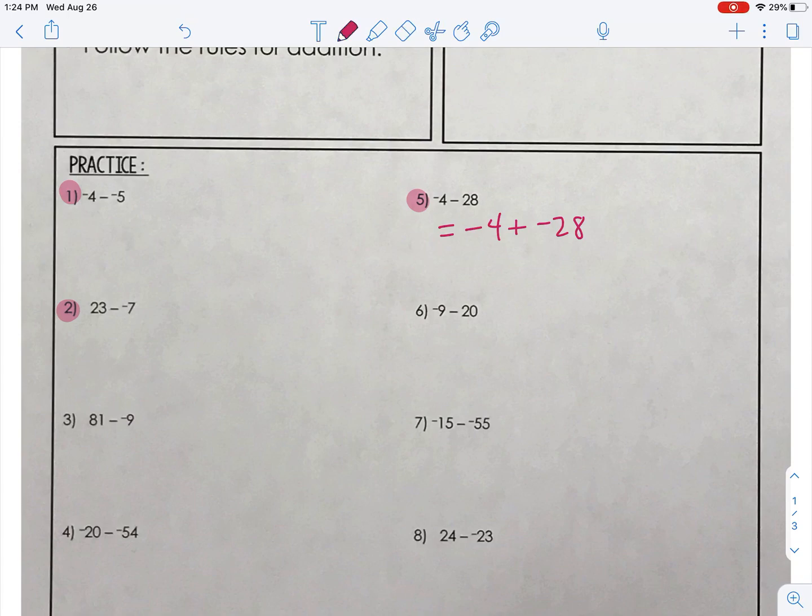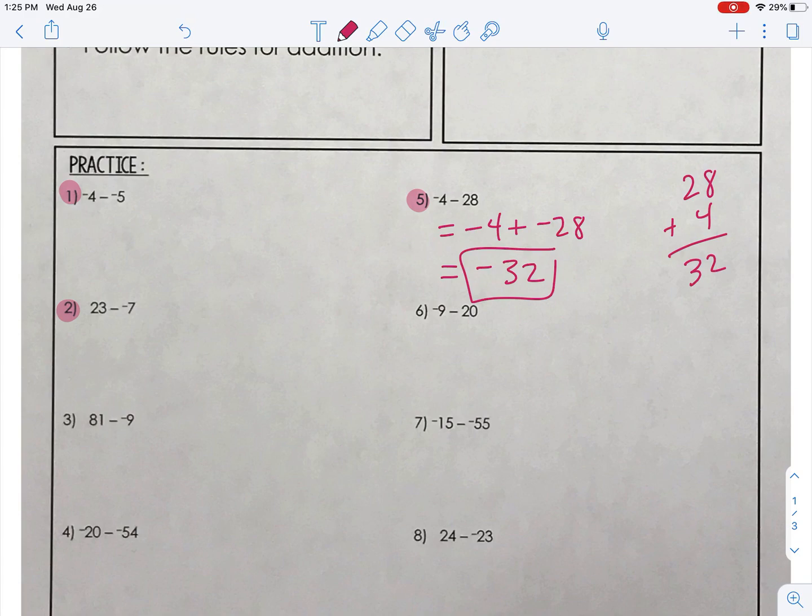So now that it's written this way, I can see that I have the same sign. I have the same sign, so when the signs are the same, we add. 28 plus 4 is 32. What kind of 32? Well, this is a -32 because we have a negative number plus a negative number, so we keep that sign and it is negative.